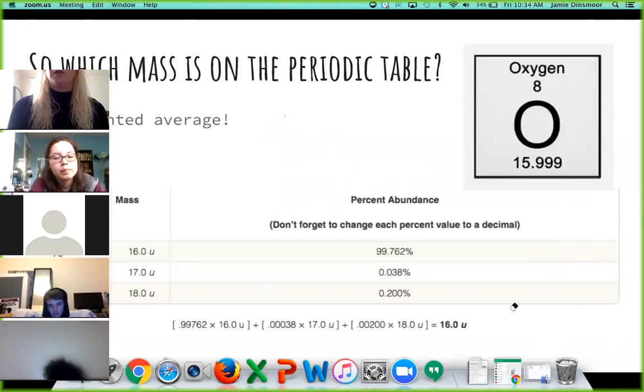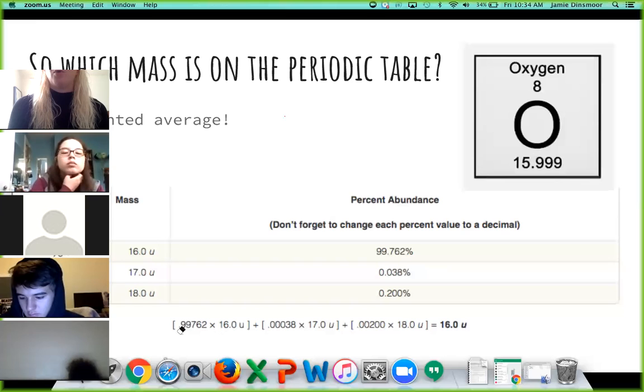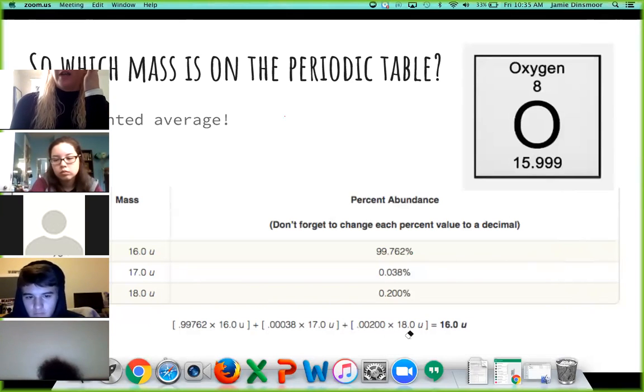So in order to do this for oxygen, all we're going to do is take our mass and multiply it by the percent as a decimal and then add them all up. So for a mass of 16, they moved the decimal 2 places to the left. We're going to multiply by 0.99762. For 17 atomic mass units, we're going to multiply by 0.00038. They moved the decimal 2 places to the left. And then same thing for atomic mass of 18, so that we end up getting an average of 16. And this is an average based on percentage.